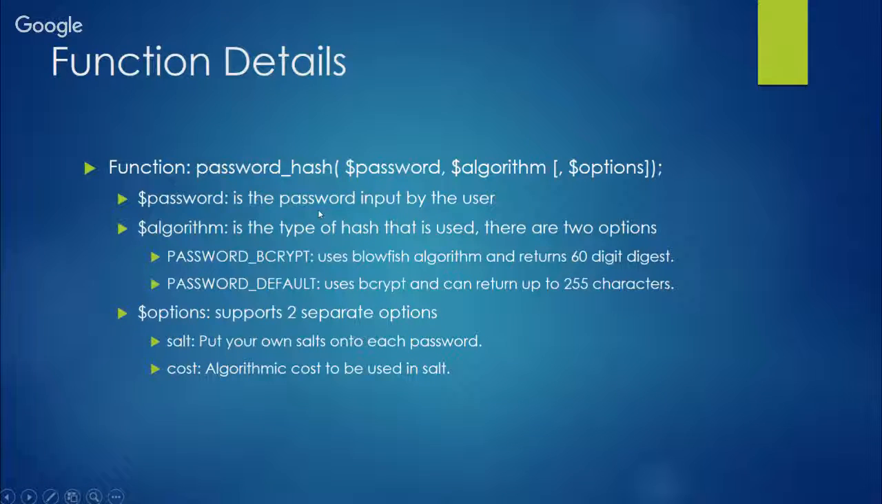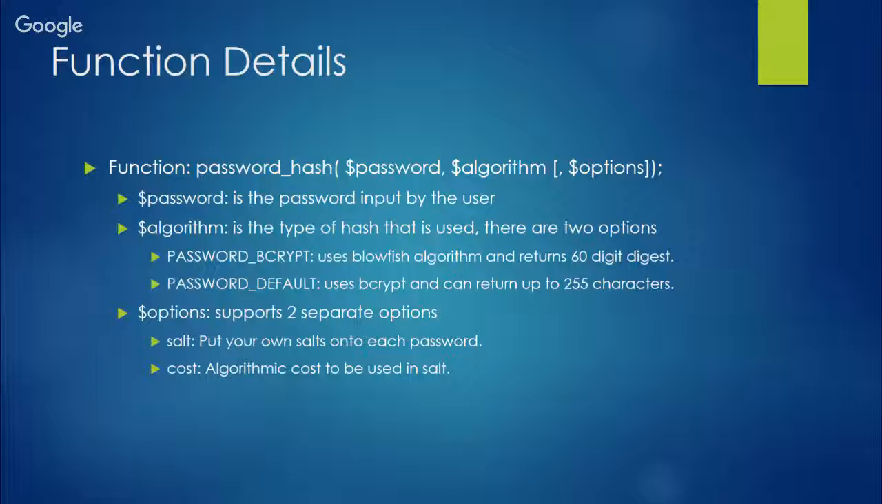First, password, that's obviously just going to be the password that the user inputs. Next, the algorithm is going to be the type of hash that we use to convert that password into the hash that we want. There's 2 types that you can select. That's password bcrypt, which uses a Blowfish algorithm and returns a 60-character digest. And then there's password default, which uses bcrypt, and that returns up to 255 characters.